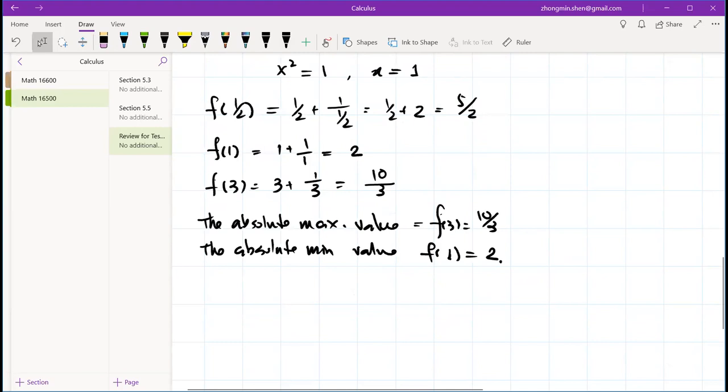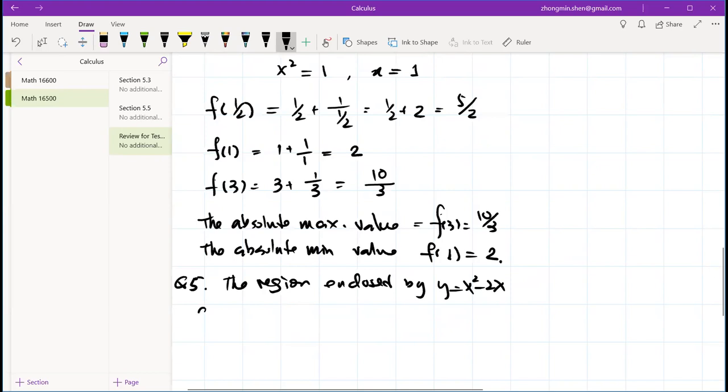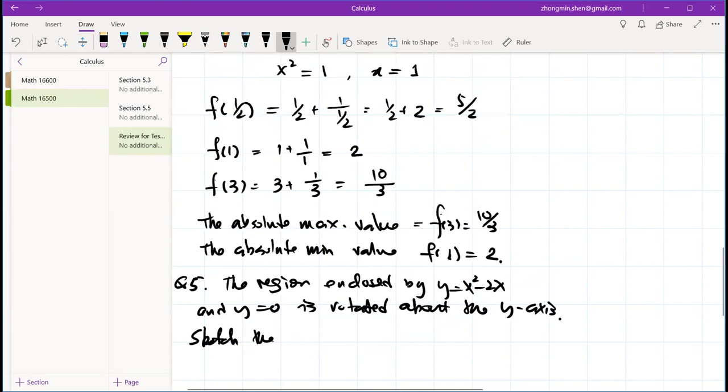Now we come to the volume problems. I want to set up the integral, sketch the graph, and set up an integral for the volume of the resulting solid. The region enclosed by the curves y equals x squared minus 2x and y equals 0 is rotated about the y-axis. So you have to sketch the graph.